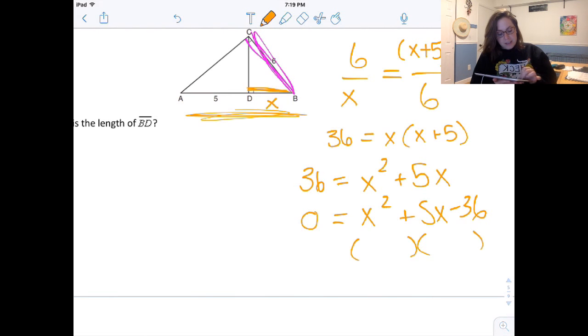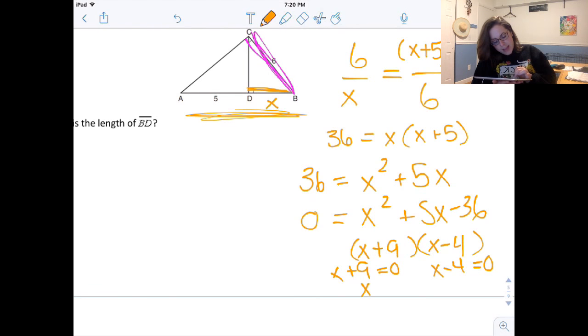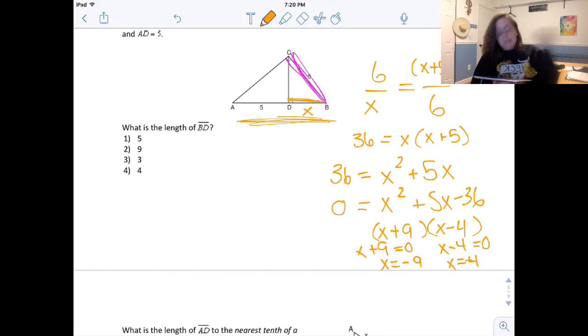Then I'm going to factor this. So what multiplies to be 36 but adds to be 5. So 36 is 9 and 4. So x plus 9, x minus 4. And then set each one of those equal to 0. So x plus 9 equals 0, x minus 4 equals 0, x equals negative 9, x equals positive 4. So that length can't be negative 9, so it must be positive 4.